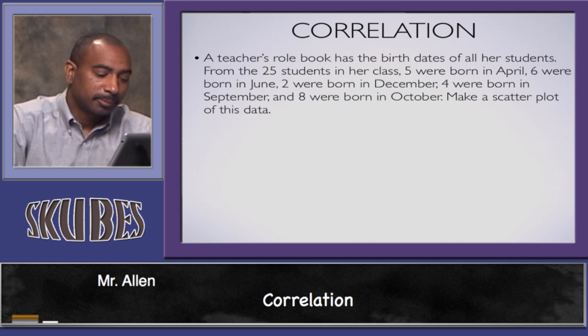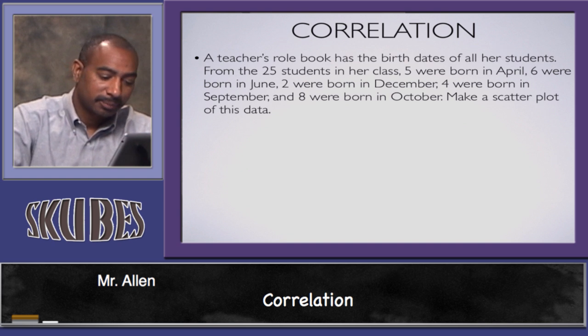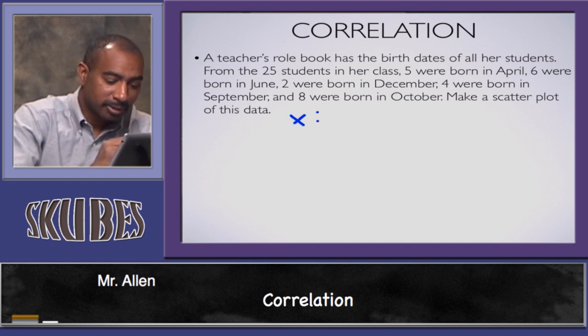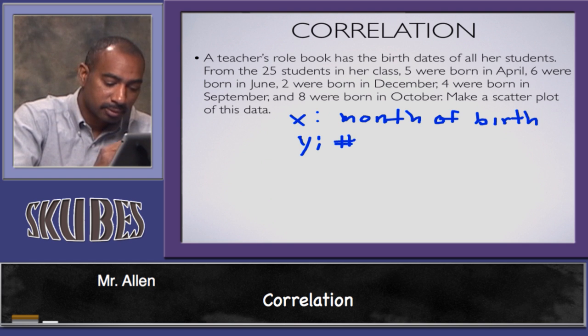Let's look at a real-life example. A teacher's roll book has the birth dates of all her students. From the 25 students in her class, 5 were born in April, 6 were born in June, 2 were born in December, and 4 were born in September, and 8 were born in October. Make a scatter plot of this data. Well, let's let the X represent the birth date or month of birth. And Y is going to represent the number of students.